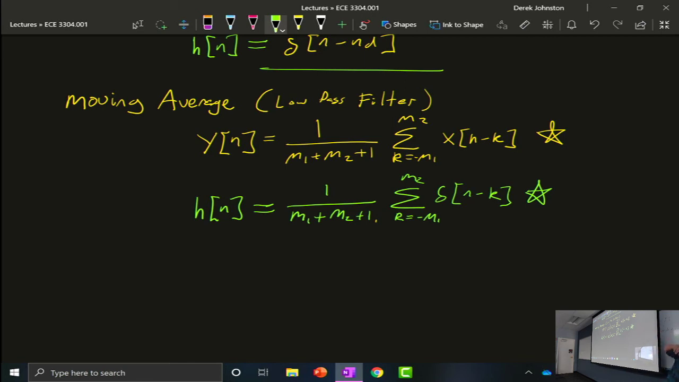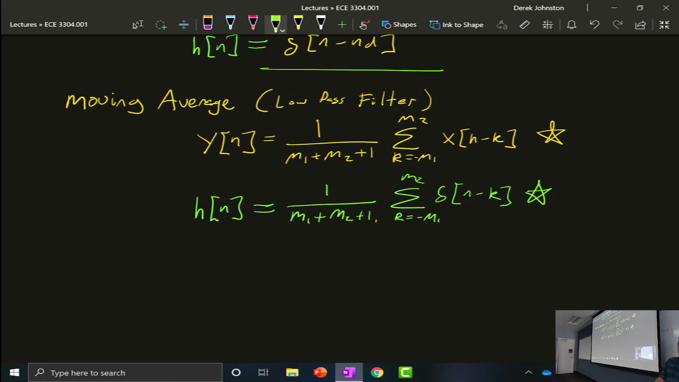Look at the original function, right? If we want to calculate y of n, we have to do what? We have to come up with this constant, 1 over n plus 1, m1 plus m2 plus 1, and then do this addition thing over and over again continuously forever until we get our result, right? It's a lot of math.